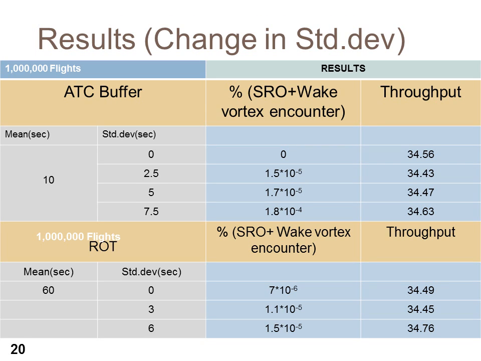These are our results for changing ATC buffer standard deviation and ROT standard deviation. Looking at the percentage of SRO and wake vortex encounters column, you can see that the safety level decreases as the standard deviation increases in both the ATC buffer and ROT experiments. However, the interesting thing to point out here is that the throughput remains constant at roughly 35 planes.